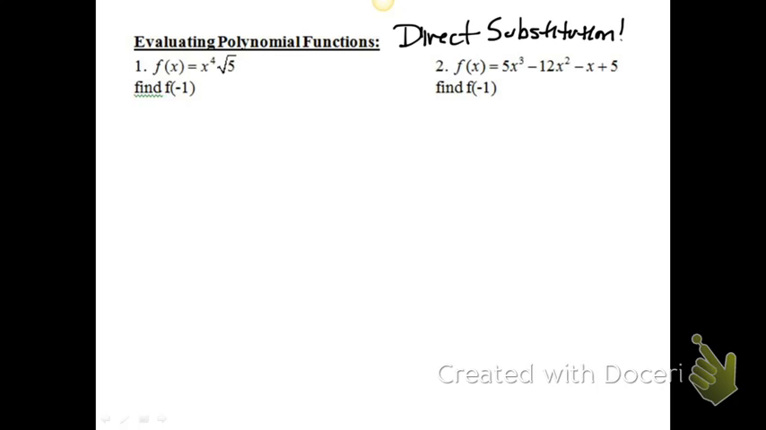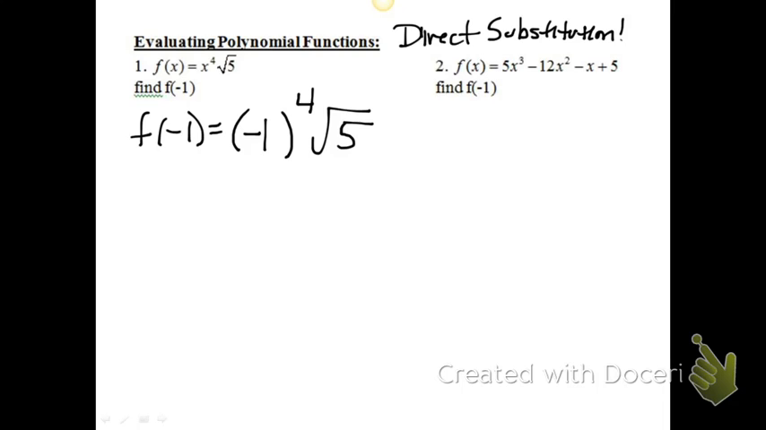When we do direct substitution, if I give you f of x equals x to the fourth times the square root of 5, and I want to find f of negative 1, you guys all know that just means plug in a negative 1 for x. Very important: everywhere you see a variable, start off by putting just parentheses. So I'm going to first start by putting parentheses to the fourth times the square root of 5. Then I'll drop in the negative 1 afterwards.